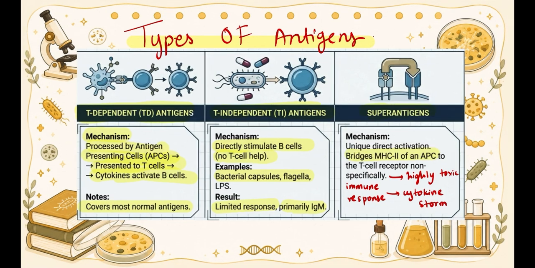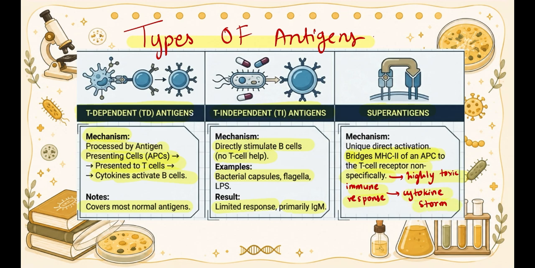Under normal, healthy activation, an antigen-presenting cell and a T cell connect very precisely, recognizing a specific, unique antigen peptide. A superantigen, however, comes in and physically bridges the presenting cell and the T cell receptor in a completely non-specific manner. It just locks them together indiscriminately. The result of this short circuit is a massive, highly toxic systemic immune activation, which is famously known as a cytokine storm.